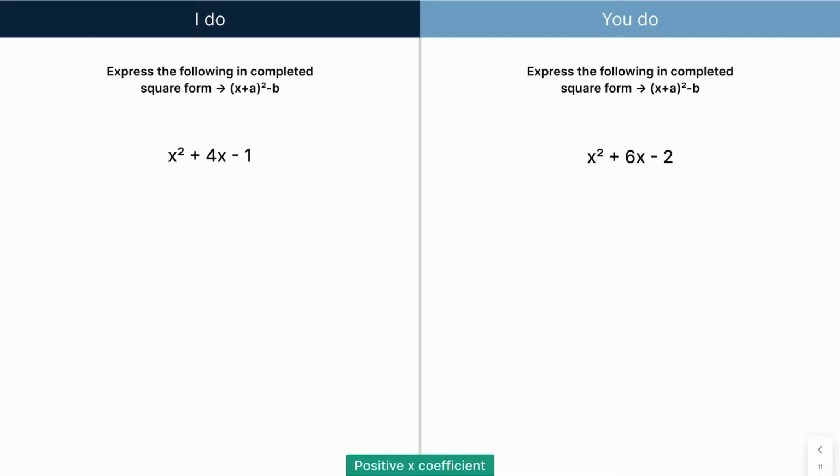So as with all my videos, I'm going to do the example on the left, which is I do. You are then going to press pause and have a go at the example on the right, which is you do. And the bottom of the slide tells us the first example we're looking at is where the coefficient of x is positive. So this is a typical question you get in the exam.